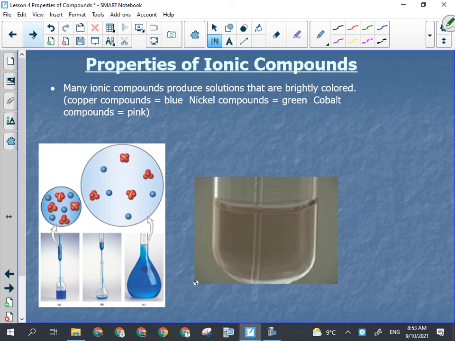All right, nickel compounds are typically green. So if we have a green crystalline solid and its solution turns green and it conducts electricity, and we've got something on our list that contains nickel, that's probably it.